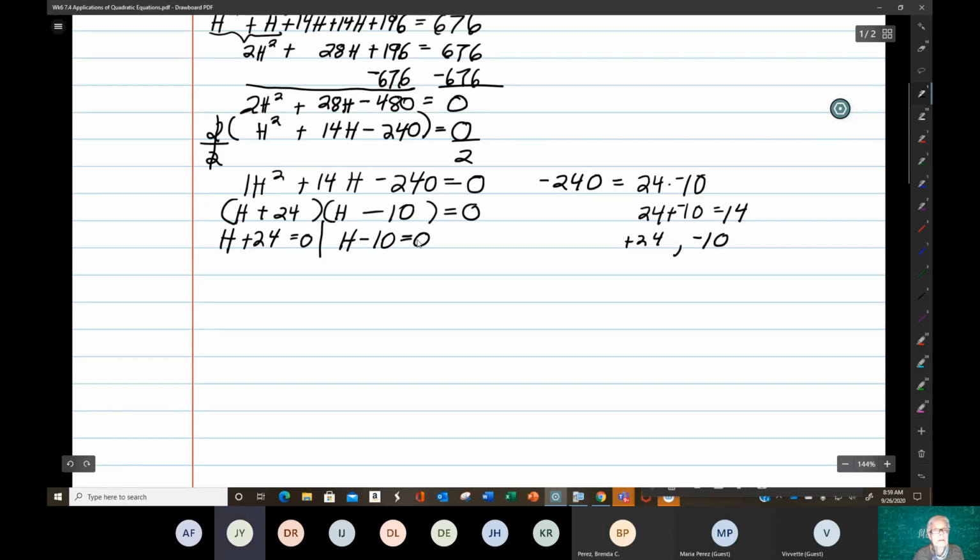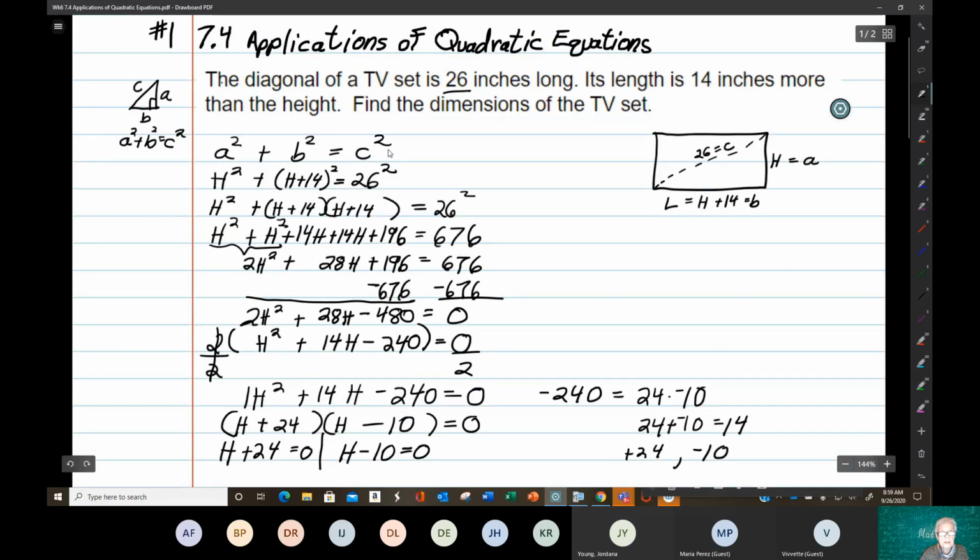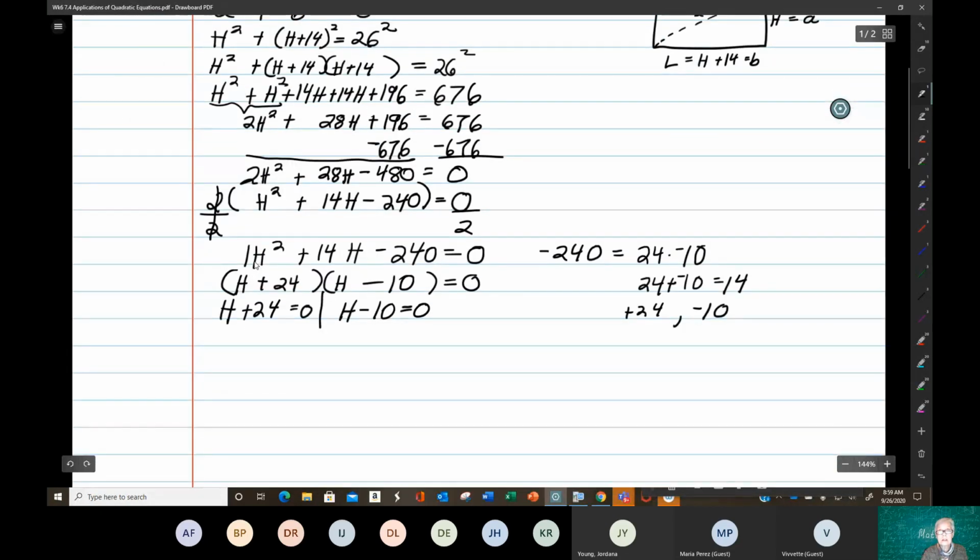Yes. Where are you getting the h squared? From back up here. A squared plus b squared equals c squared. Since I am letting h be a in the a position, it's h squared, and then I've got h plus 14 squared. So h times h is h squared, and I get 2h squared. And then I work with it from there until I get down to here. Okay, great. Any more questions?